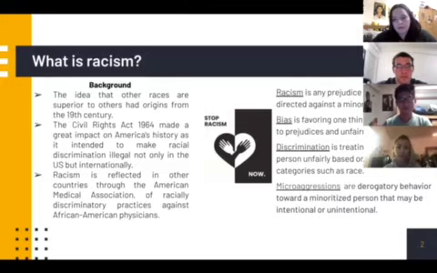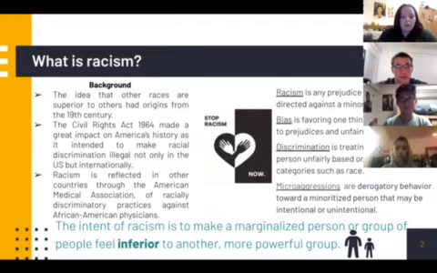So to help better understand what we talk about in the slides, I'm going to go over some definitions. We define racism as any prejudice or antagonism directed against a minoritized person, and bias is favoring one thing or person, leading to prejudices and unfairness. We define discrimination as treating one thing or person unfairly based on different categories, such as race. And we define microaggressions as derogatory behavior toward a minoritized person that may be intentional or unintentional. The overarching intent of racism is to make a marginalized person or group of people feel inferior to one another or another more powerful group.